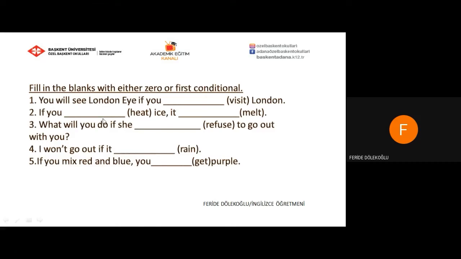Let's look at the sentences. First one, it starts with the main clause. It says, you will see London Eye. Okay, in the main clause, we see will. So we will complete the sentence with present simple. You will see London Eye if you visit London. So this is a type 1 conditional sentence.